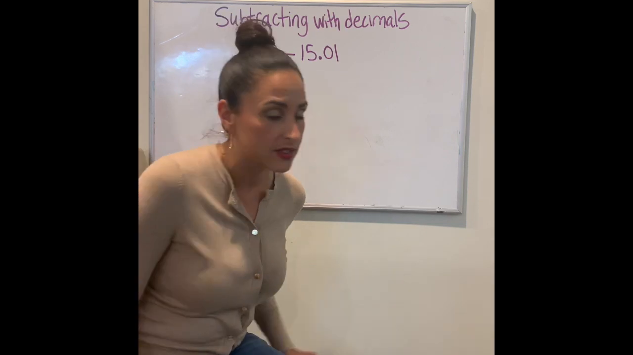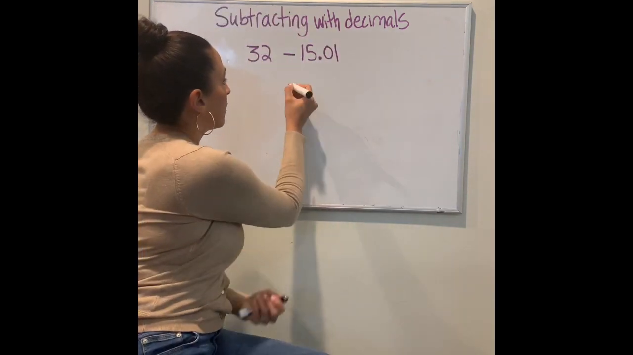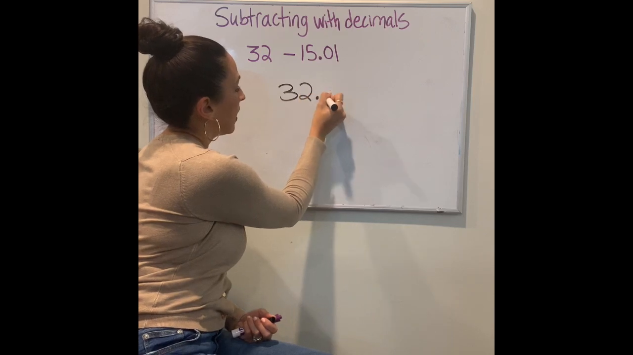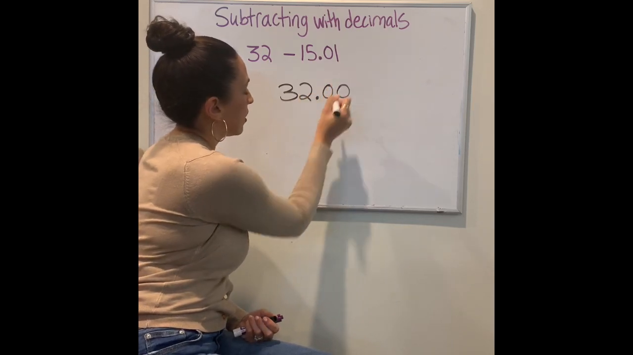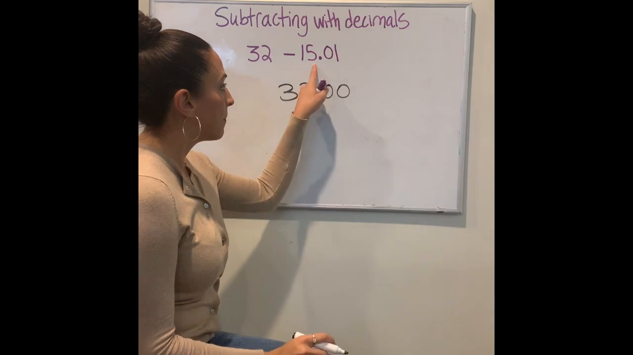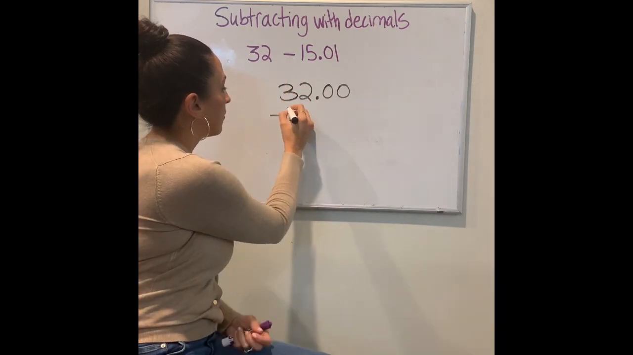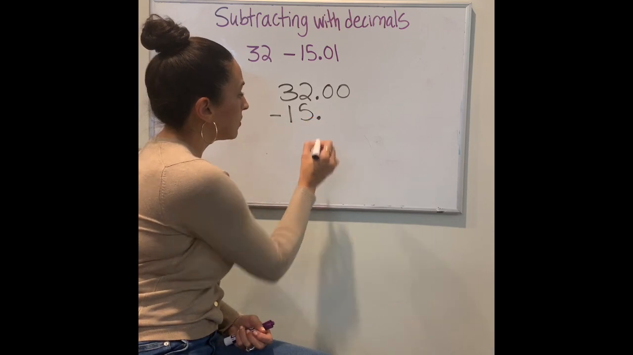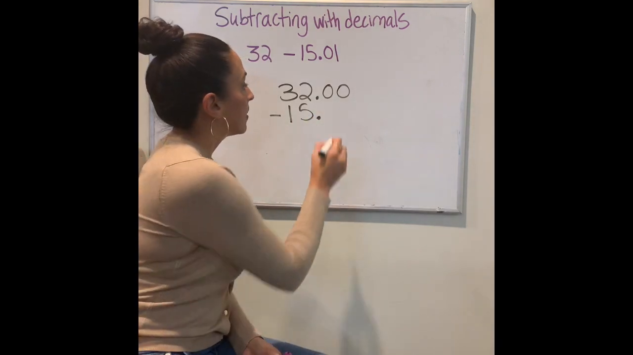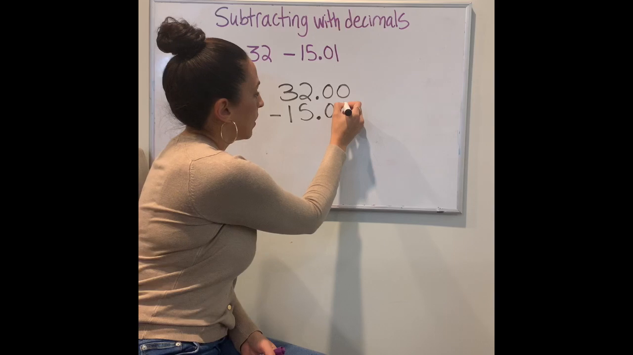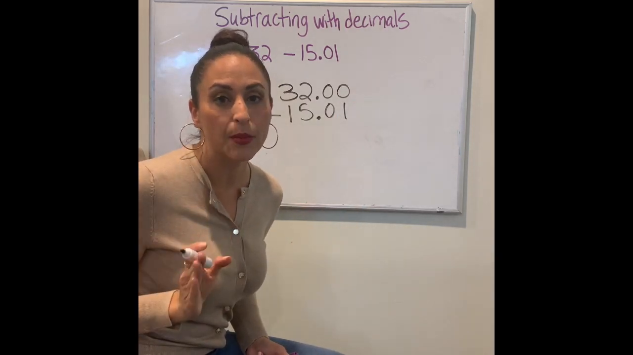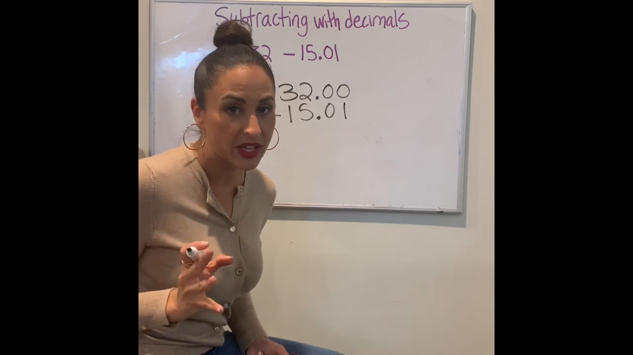So let's do this. 32 and 0 tenths, 0 hundredths minus 15. Line up the decimals and 1 hundredth. Notice I have all the numbers lined up with the correct place values.